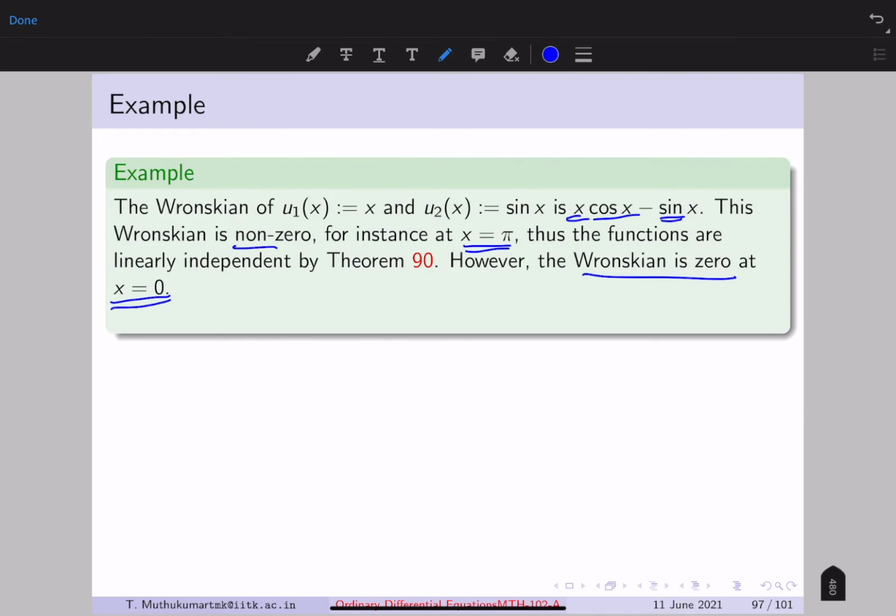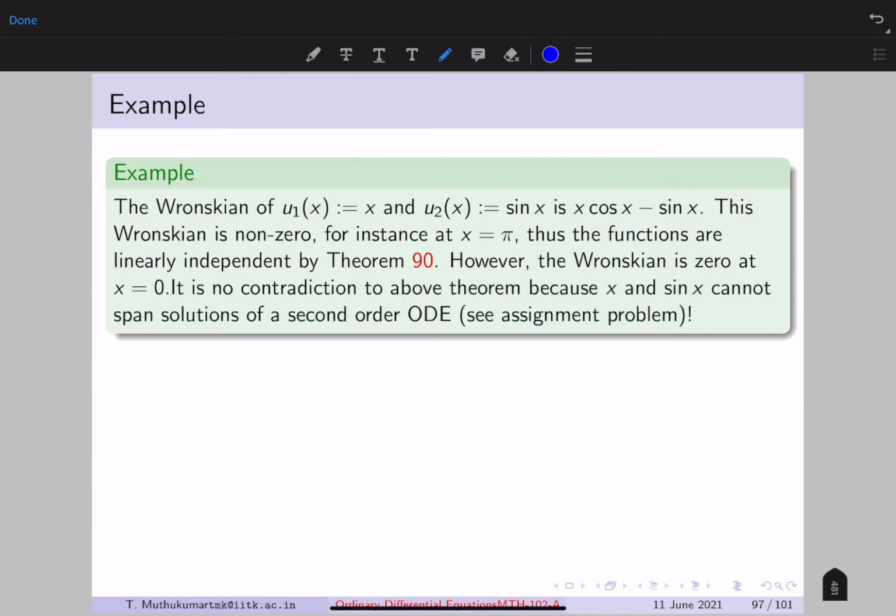Because the Wronskian of this pair of functions is non-zero at some point and 0 at some point, whereas the previous theorem tells you that the Wronskian is either 0 everywhere or non-zero everywhere. Here you have non-zero at some point and 0 at some point. So is it contradicting the previous theorem?